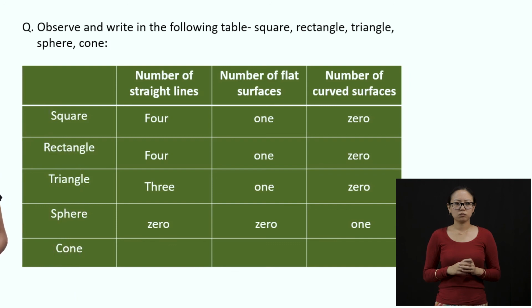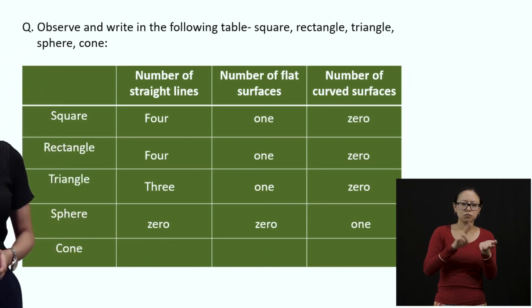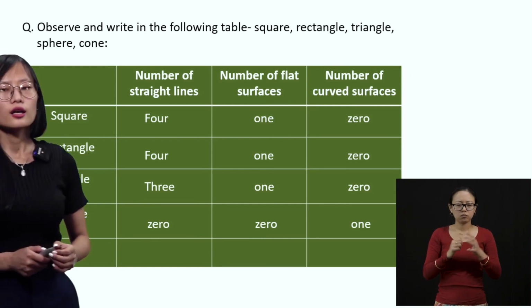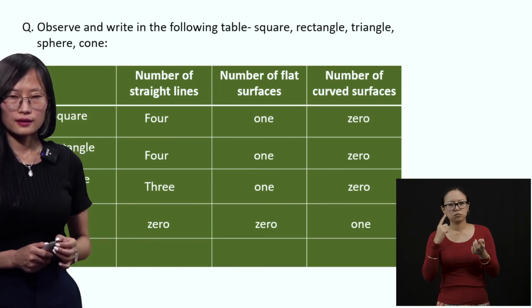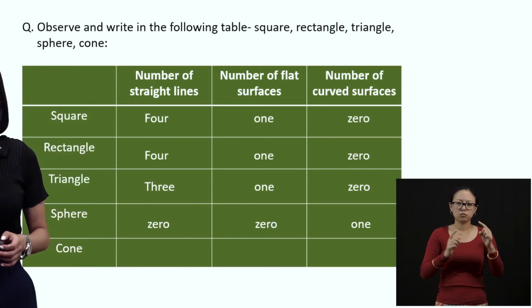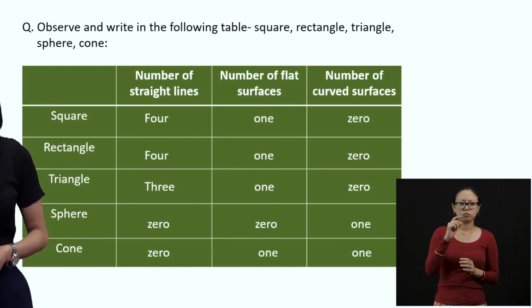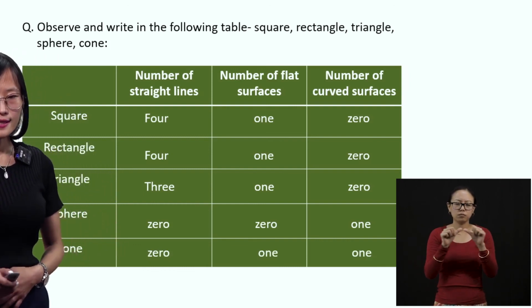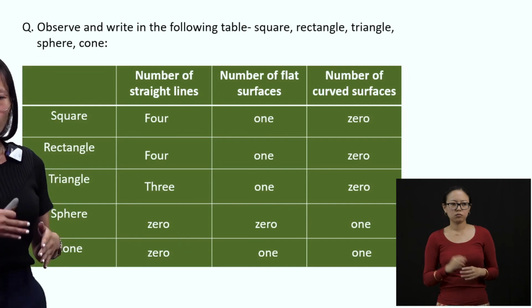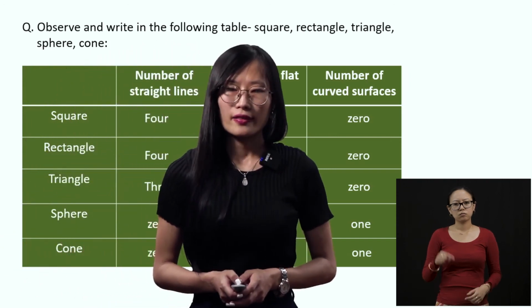Now you have cone. Number of straight lines, you have 0. You don't have any curved lines. Number of flat surfaces, you have 1 flat surface. Number of curved surfaces will be 1. So here the number of straight lines is 0, number of flat surfaces is 1, and number of curved surfaces is also 1. So that's all for today. Thank you, class.